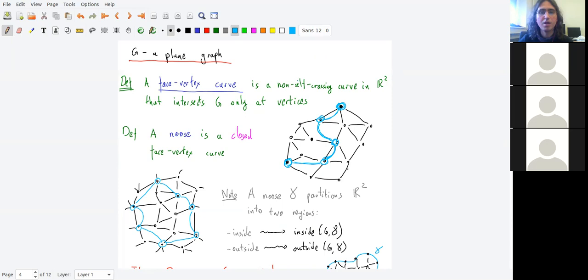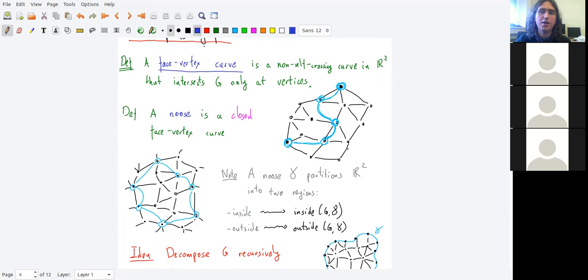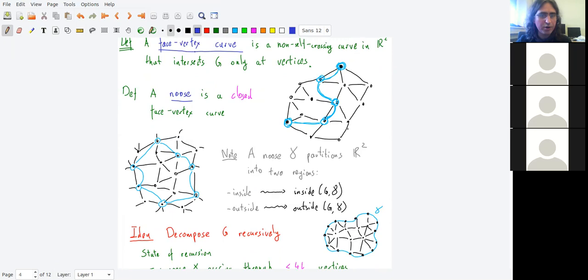So this is a basic notion of a topological separator in a planar graph. A noose is a closed face-vertex curve. Here on this picture, you see an example of a noose. So I alternately travel through faces and through vertices of the graph, and I start and end at the same vertex. And this must be a non-self-crossing curve. So by Jordan's theorem, all the topological details swept under the carpet, this noose partitions the plane into two regions: the region inside the curve, that is enclosed by the curve, and the region outside of the curve. This is the blue and yellow region, respectively.